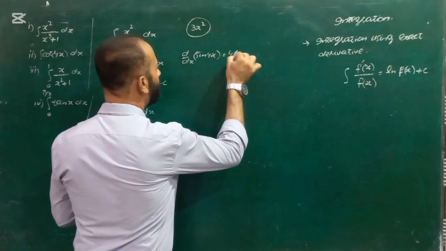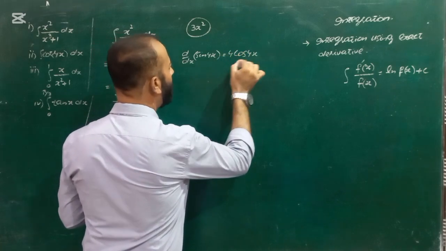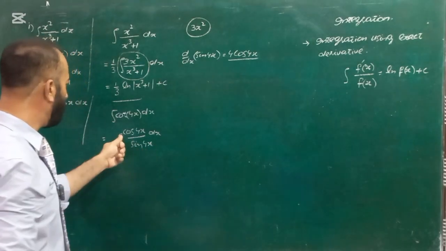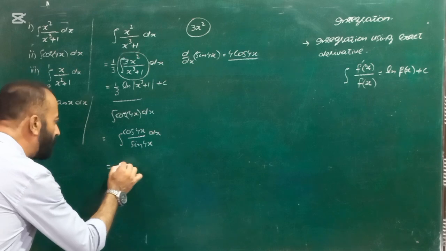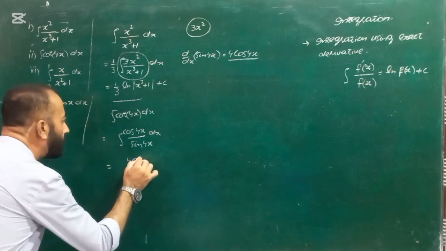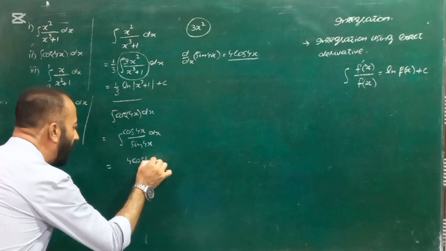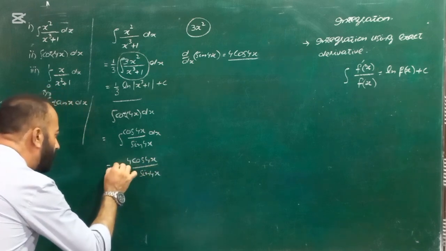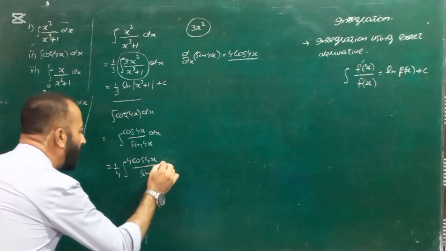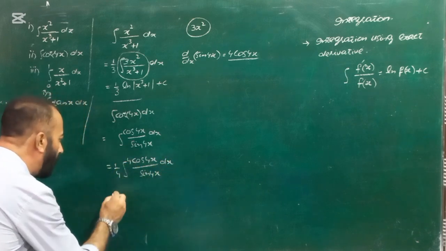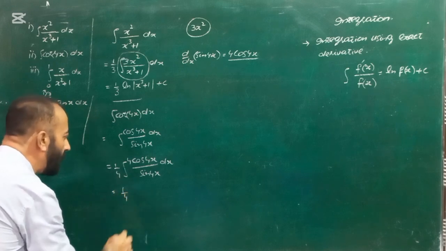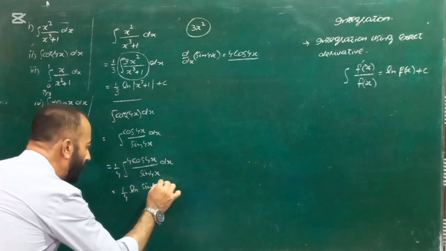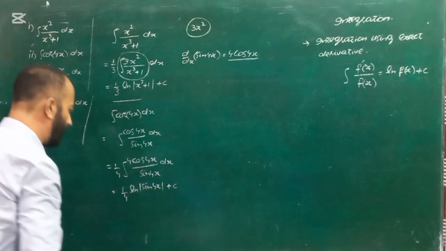4 cos 4x. So if we can make this thing in the numerator, then the things will be easier. Only we require 4 here. So we are going to multiply and divide the full factor by 4. All the rest of the things are the same, and now you can see 1 by 4 is the coefficient, and the answer will be 1/4 natural log of sine 4x, and plus c will be placed.